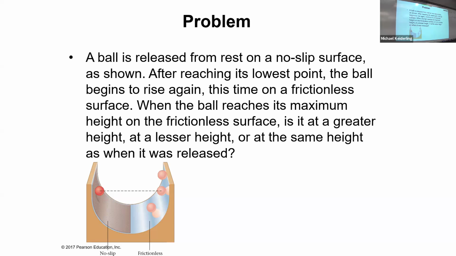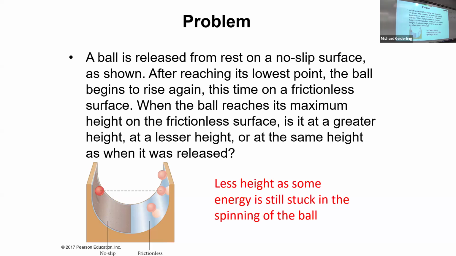So what happens here is less height, because some of the energy from rolling down the hill is in rotation. But when it's on the frictionless surface, it can't get that energy back out. So it will keep spinning, and some of the energy that it got starting here will be in spinning, and it won't get as high up the slope. Because it will just convert the translational kinetic energy it had, which is not all the energy it had at first, and it will still have rotational kinetic energy, and so it will be at a lower height.